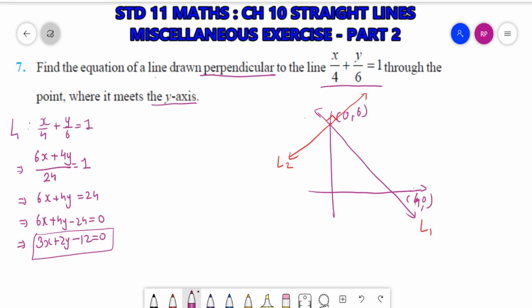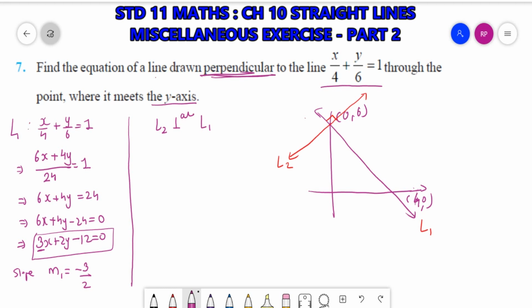So what is the slope? The slope of this line, M1, will be equal to minus A by B. What is A? 3. B, that is 2. The slope of line L1 is minus 3 by 2. Now the required line is L2 and that is perpendicular to L1.